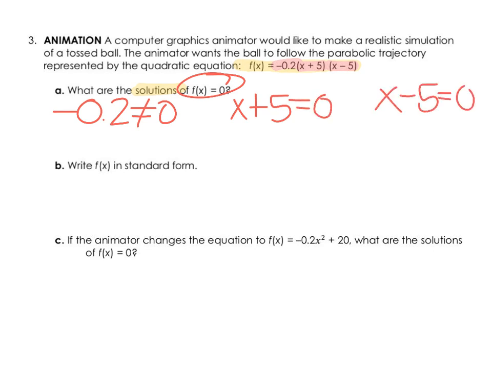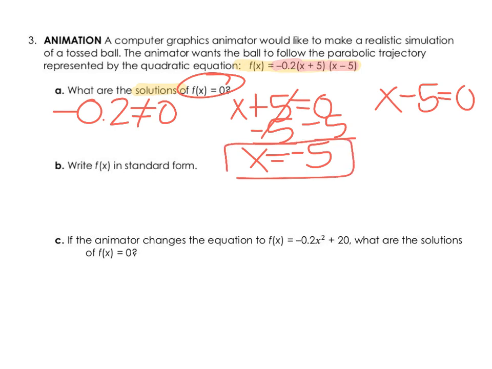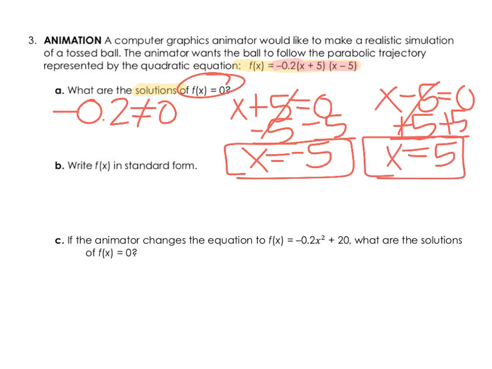So subtract 5 from both sides. There's one solution. Add 5 to both sides. And there's another solution. Now, if we want to write f of x in standard form, what we've got to do is multiply it out.